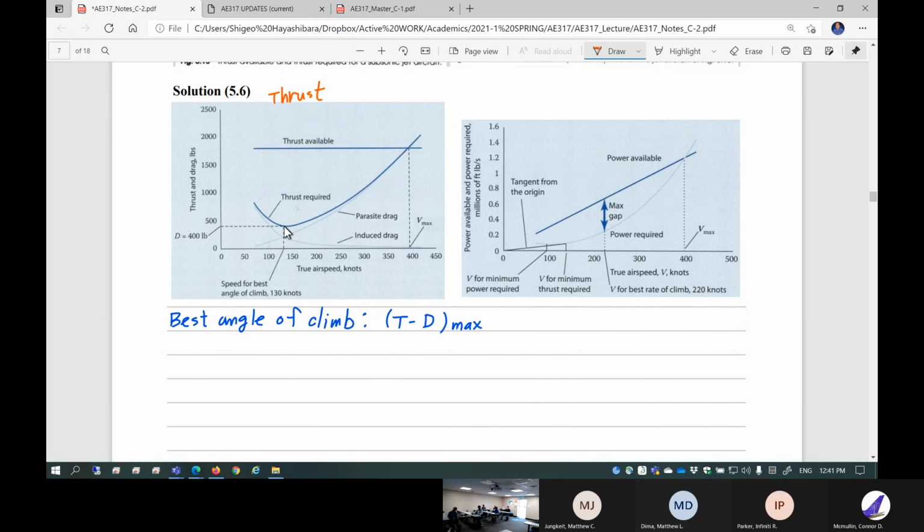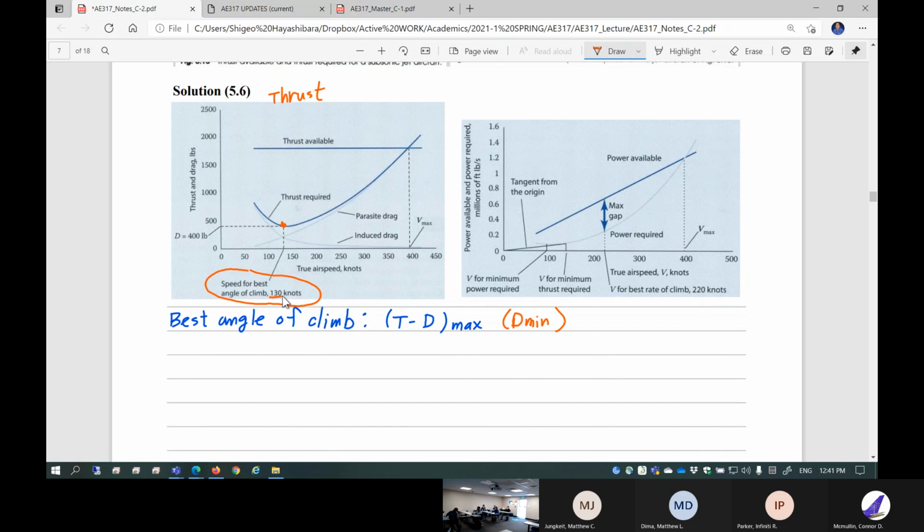T minus D max occurs at the minimum drag point, right? This is D min. If the drag or thrust required is minimum, that is going to be the T minus D max point, right here. So this is the speed for best angle of climb. This data point, I don't know. What's the value here?